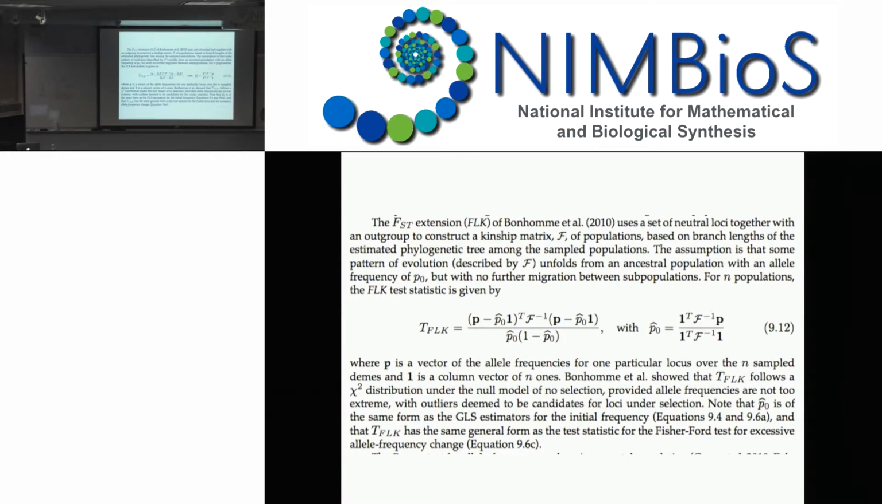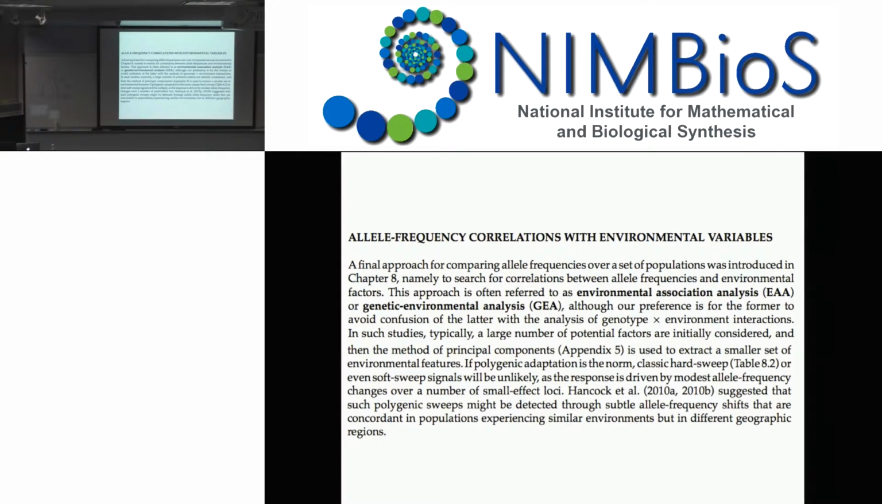So an approach that is built upon these third generation tests is to look for if allele frequency at specific sites, if those change along with the environment. Now you have big problems in the sense that populations close together are going to share genes and shared environments. So you want to try to get around that. But this approach here is allele frequency correlations with environmental variables. It's often called environmental association analysis or genetic environmental association analysis.